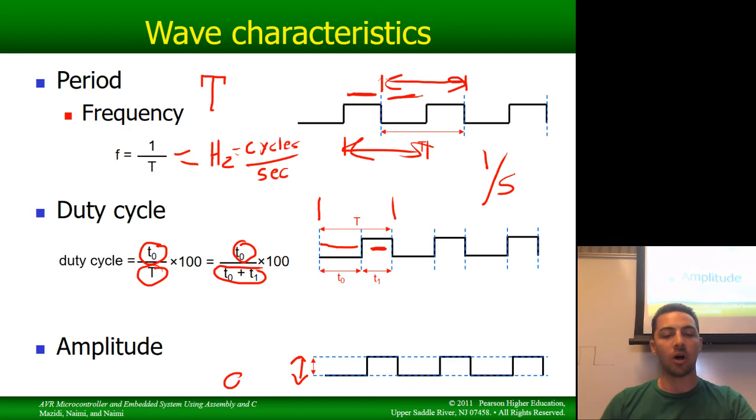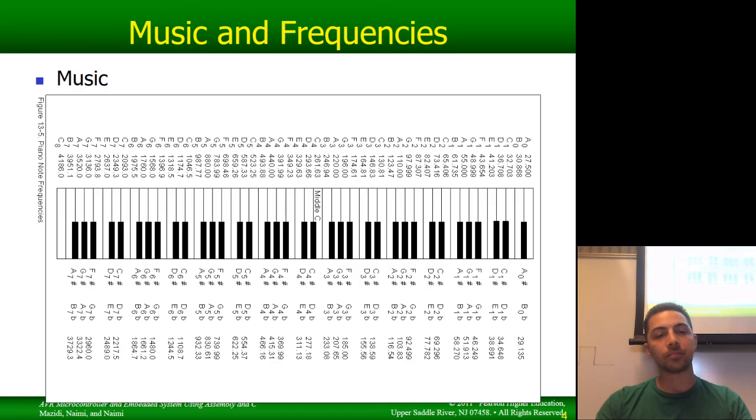Now, in our case, we're always going 0 to 5 volts because we have a digital system. But those are three things talking about any kind of wave. This is a square wave. We could have sine waves, triangle waves, all sorts of good stuff. But period is the time between like points. Duty cycle is the amount of time it spends high over the amount of time it spends low. And amplitude is its peak-to-peak voltage.